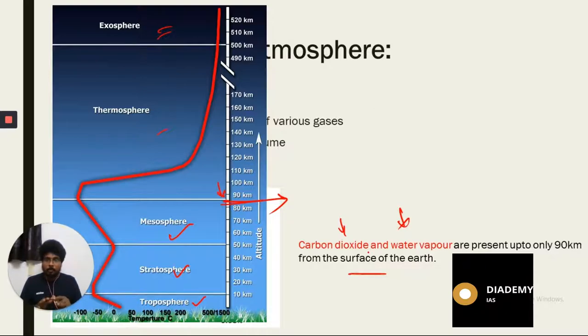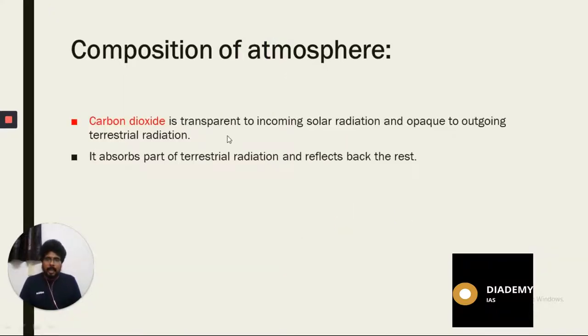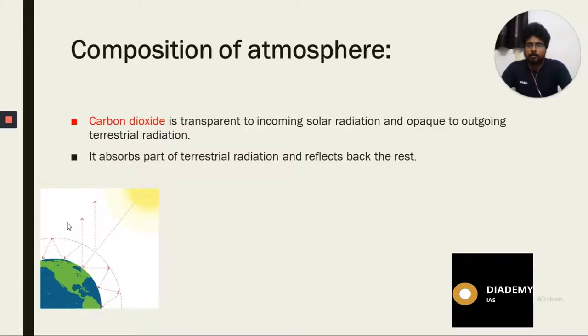Carbon dioxide and water vapor are very important to maintain the temperature of the Earth, and they are present up to 90 kilometers, that means only up to the mesosphere. Next, carbon dioxide is transparent to the incoming solar radiation. So what does that mean? I'll just show you. Here you can see the carbon dioxide is transparent to the incoming solar radiation and opaque to the outgoing terrestrial radiation.